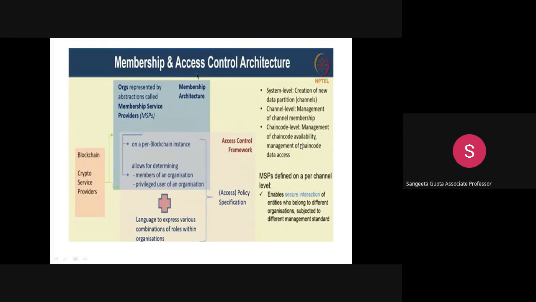Similarly, if you go for chaincode level security, chaincode level means definitely it will be with respect to the development of the code.